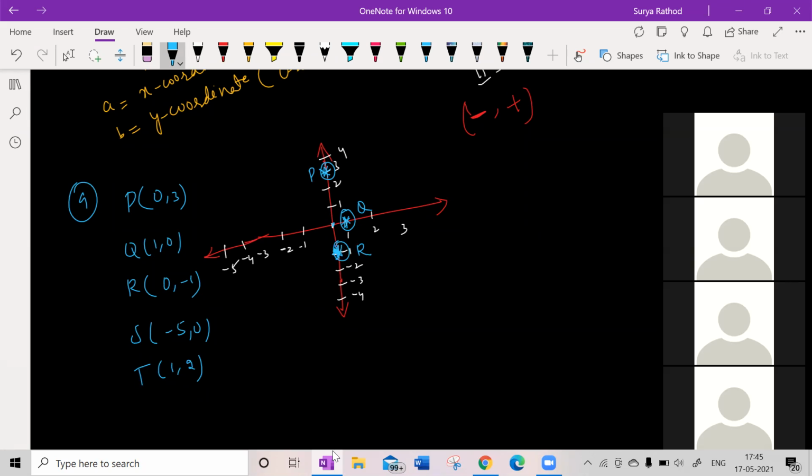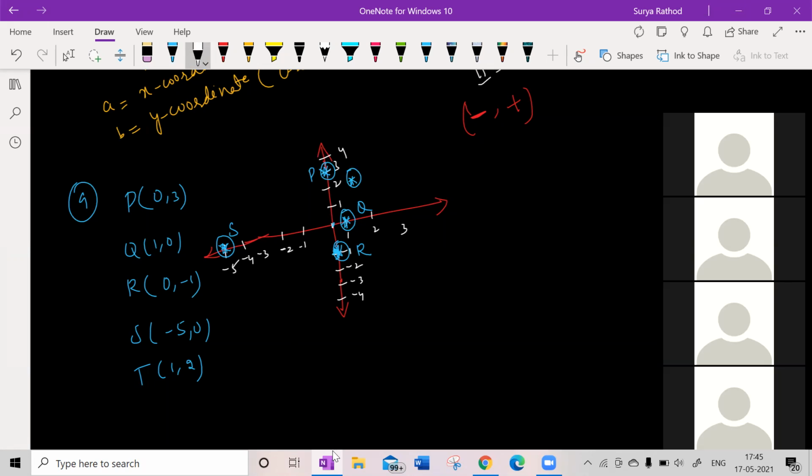S is (-5, 0). -5 is here, on the x-axis. So T is (1, 2). (1, 2) is going to be here.